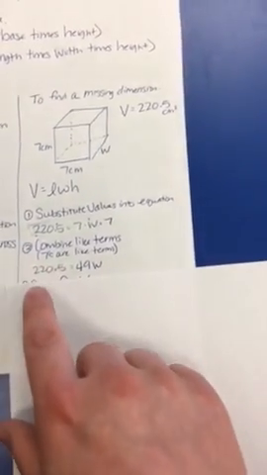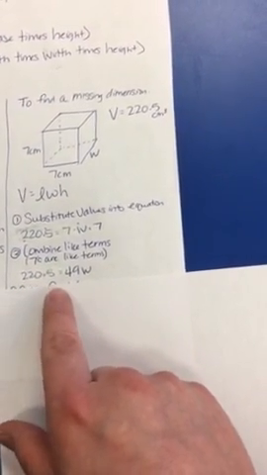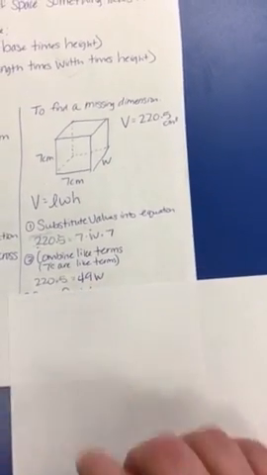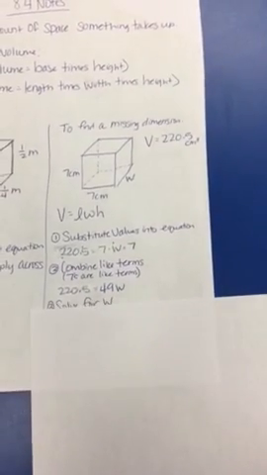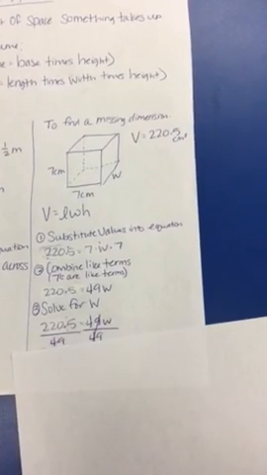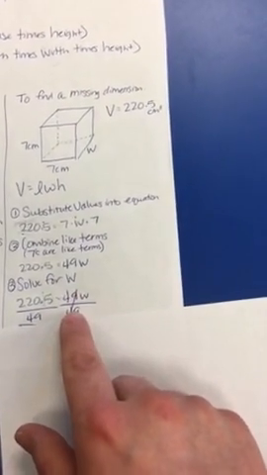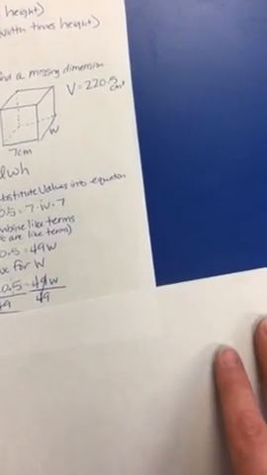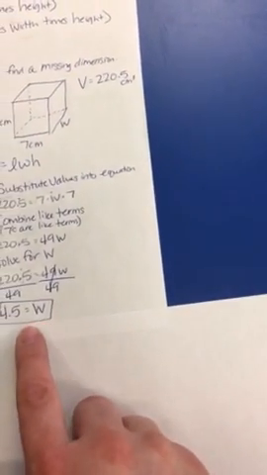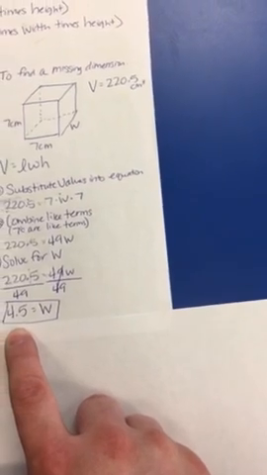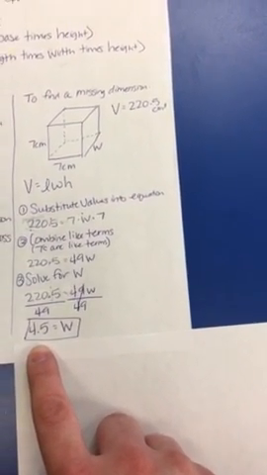So now our equation looks like this: 220.5 equals 49 times W. Now it looks like something we can solve. Solve for W. You divide by 49 on both sides because now 49 cancels out and you're left with W. So then our answer becomes W equals 4.5. And that's how you solve for the missing dimension.